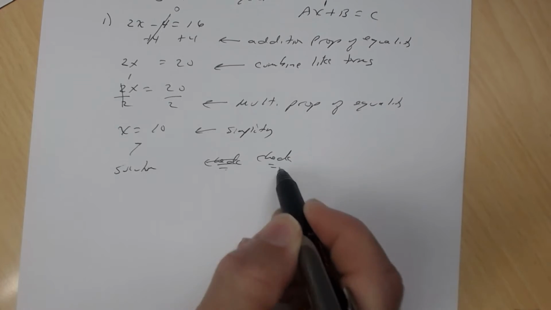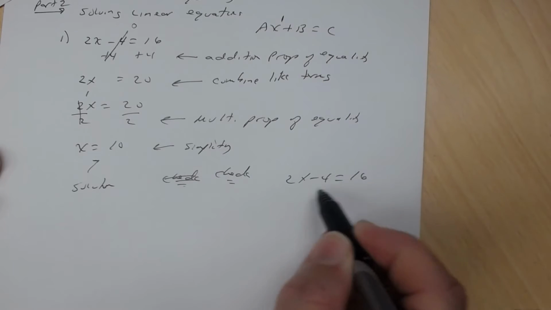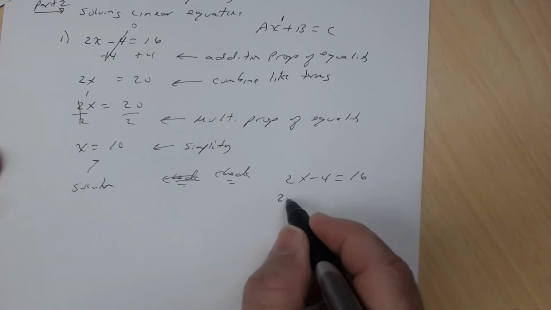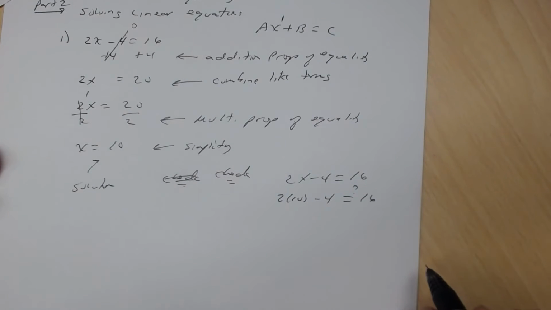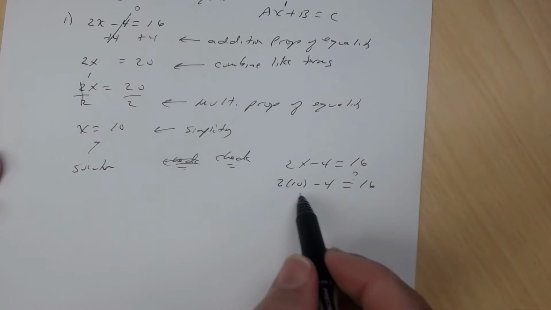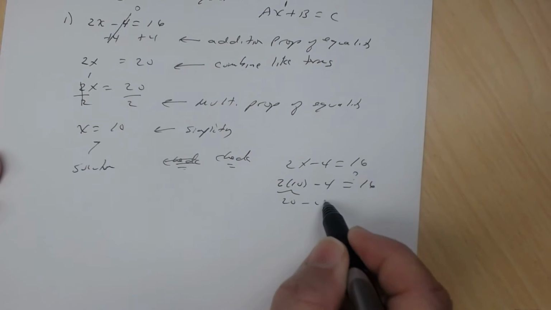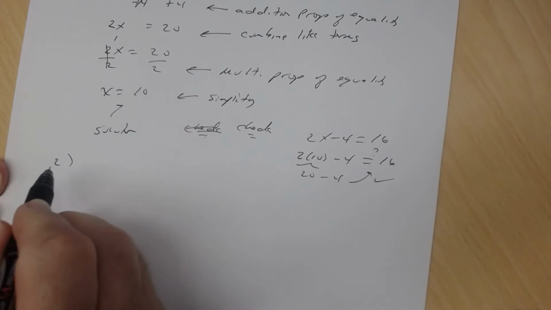So let's check this. Go back to the original problem, 2x minus 4 equals 16, and where we see the variable x, you're going to plug in 10. So the question is, is 2 times 10, subtract 4, equal to 16? Well, remember the order of operations, so I'm going to multiply before I subtract. 2 times 10 is 20, and then 20 minus 4 is 16. So it does work.